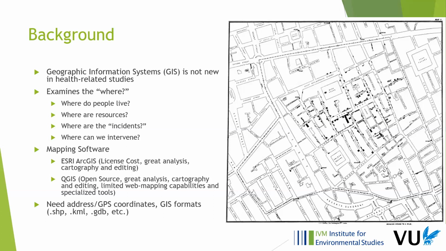In order to do some mapping, it's important to know that there are certain formats that we require for data analysis and data for mapping. Those are GIS formats, including GPS coordinates. Sometimes you can just use an address, but the GIS formats usually come in shape files or .shp, KML files, or a geodatabase or .gdb.